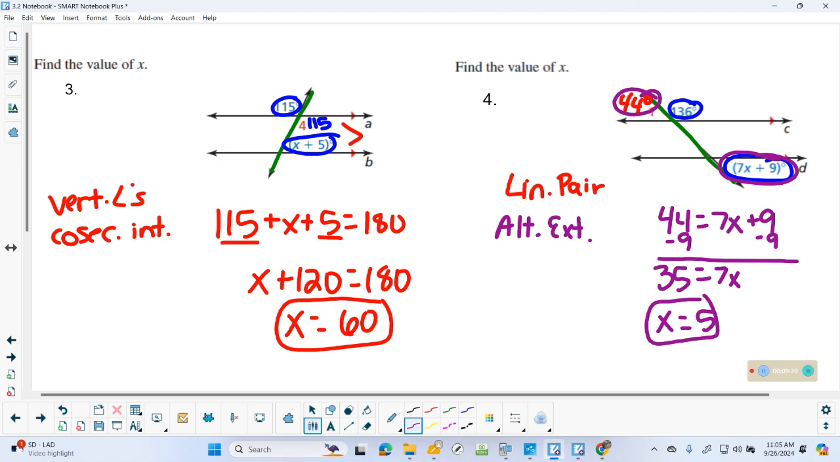Now, just to show you, because there's more than one way to do these, okay? That's kind of a little bit of a puzzle. I was looking at the 136, and I'm like, well, this is 136. Why? What special pair are those?